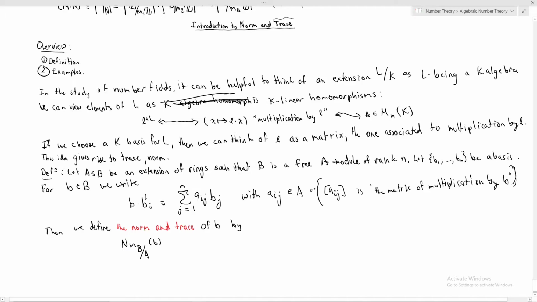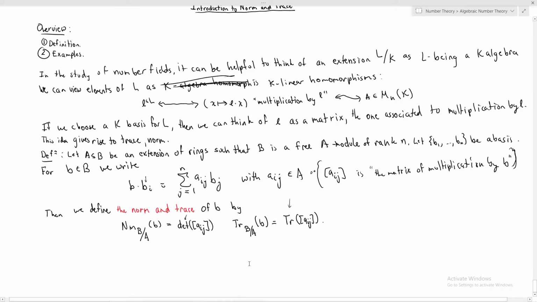But the norm of this element B is the determinant of this matrix Aij, and the trace of an element B is just the trace of the matrix Aij. Okay, so you can say, well, I guess there's a slight concern. What if I pick a different basis? The same way that you prove that determinant and trace are basis invariant in the linear algebra case, those proofs will show that norm and trace are invariant in this case.